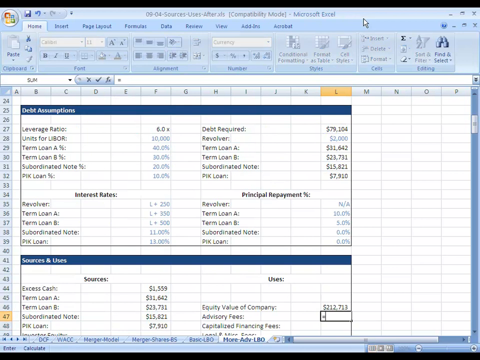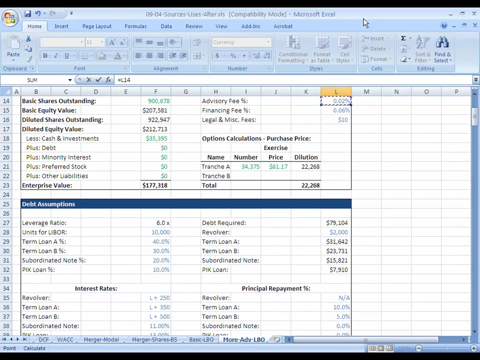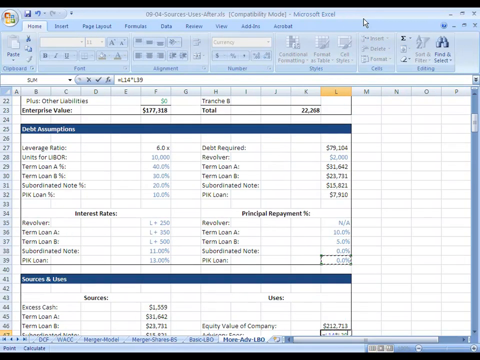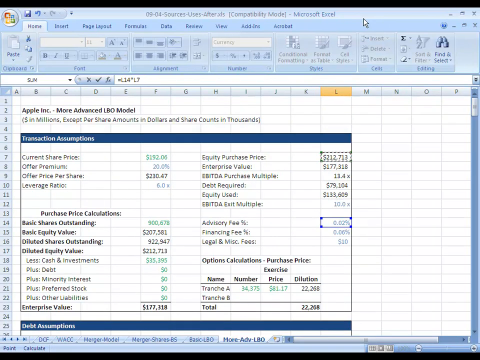For the advisory fees, I'm going to go up and link this to the equity purchase price, so 0.02% times the equity purchase price. In transactions like this, you link the advisory fees to the equity value, not the enterprise value, because the equity value is what is publicly known, what is published in newspapers, for example.